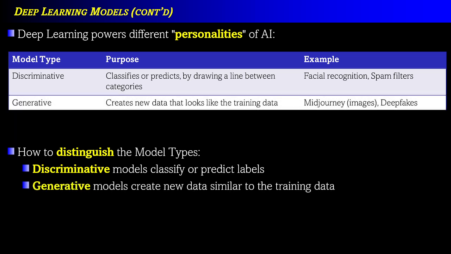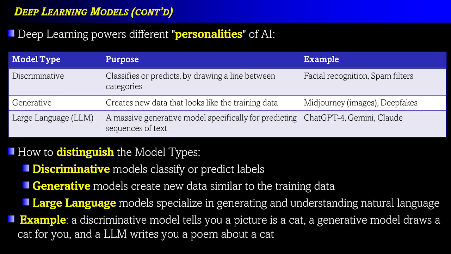Generative models are going to create new data that looks like the data that they were trained on. So if they were trained on pictures of cats, they can generate a new picture of a cat. Examples of that are Midjourney for images, or some classic deepfakes on the internet, right? Or Google's new Nano Banana image generation model. Large language models specialize in generating and understanding natural language, whether written or spoken. The large language model's purpose is as a massive generative model for predicting sequences of text. Obviously ChatGPT, Gemini, Claude, those are all large language models predicting text, because you're typing in them or you're speaking to them and it's predicting what you want it to say next.